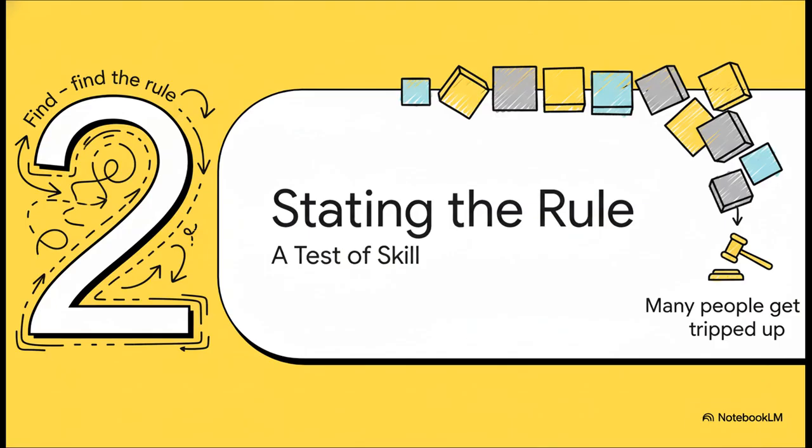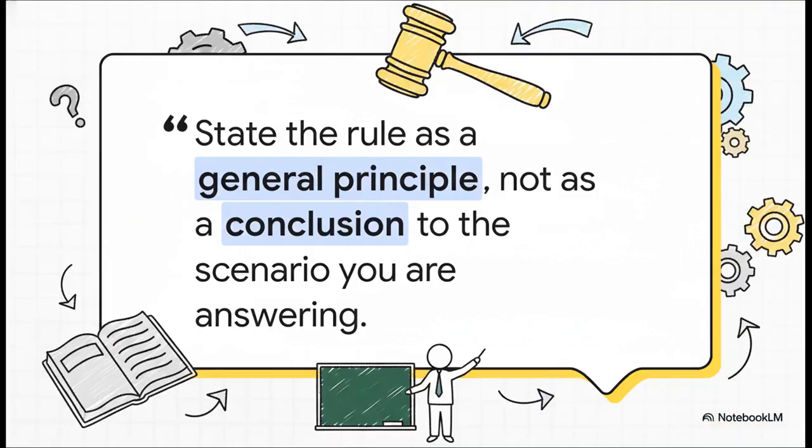Okay, so finding the rule is half the battle. But what's really interesting, and this is where so many people stumble, is how you actually state it. Getting this part right is where you really start to show your legal chops. And this quote, this just nails it. You state the rule as a general principle, not a conclusion. What does that mean? It means you are not supposed to give away your answer yet. All you're doing is stating the law, plain and simple, totally neutral, totally objective. Almost like you're a teacher explaining a concept to a class before you get to the specific example.